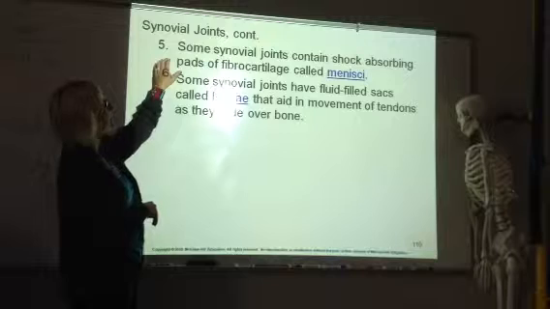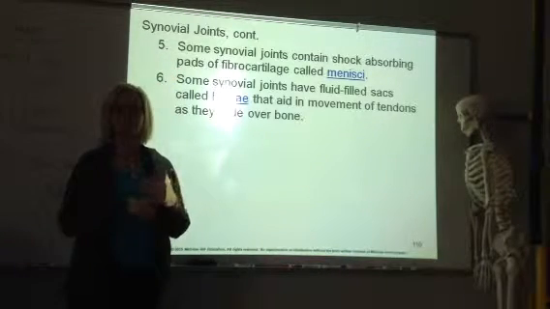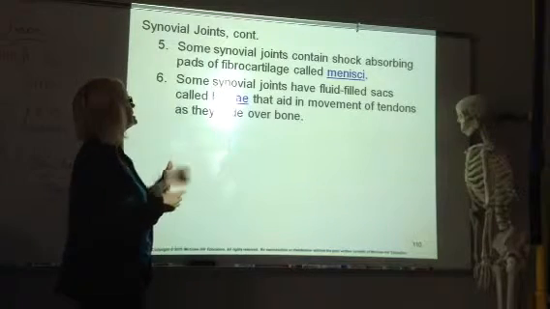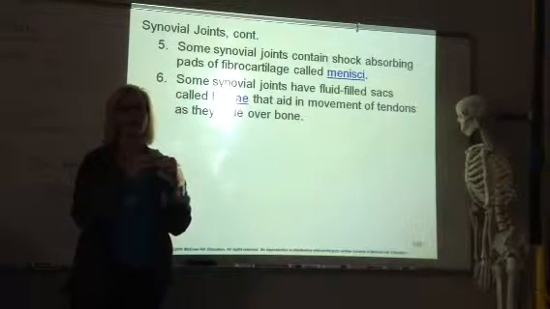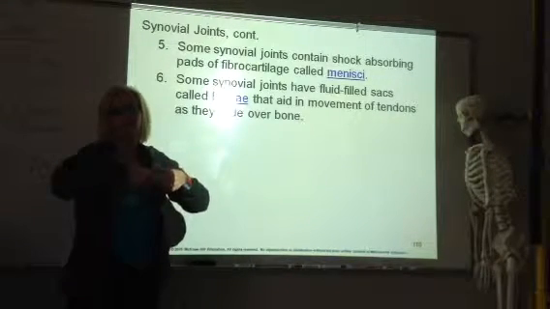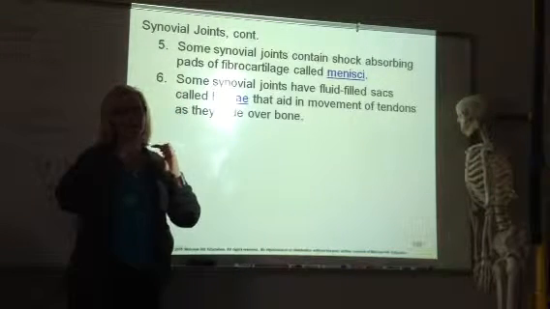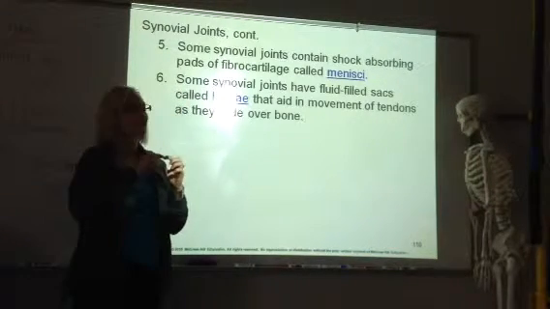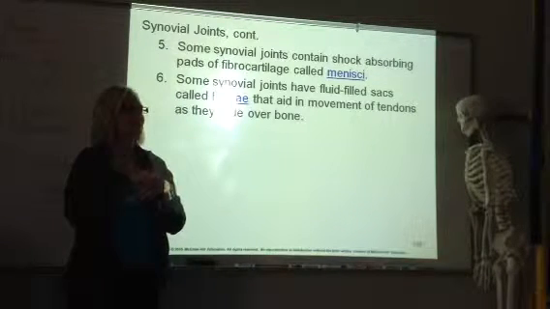Some synovial joints contain meniscus or menisci. So when they talk about tearing a meniscus, that's basically a pad of cartilage. The main one that I'm thinking of, the meniscus in your knee, sits on top of your tibia. And that pad is a shock absorber, and it also helps prevent rubbing together of the bones.